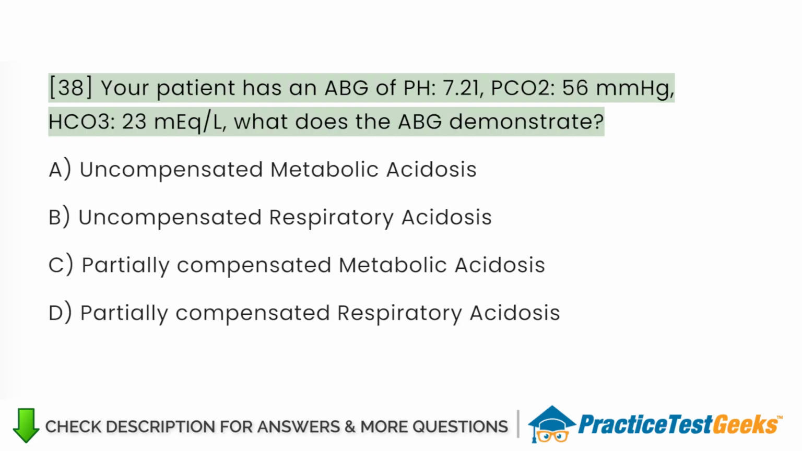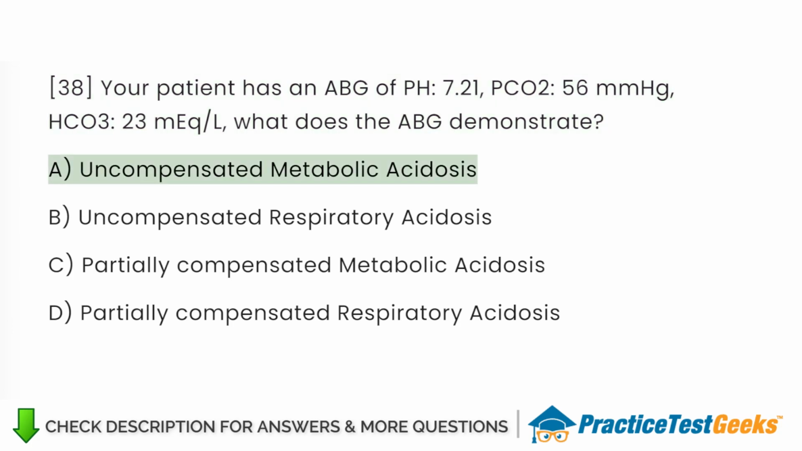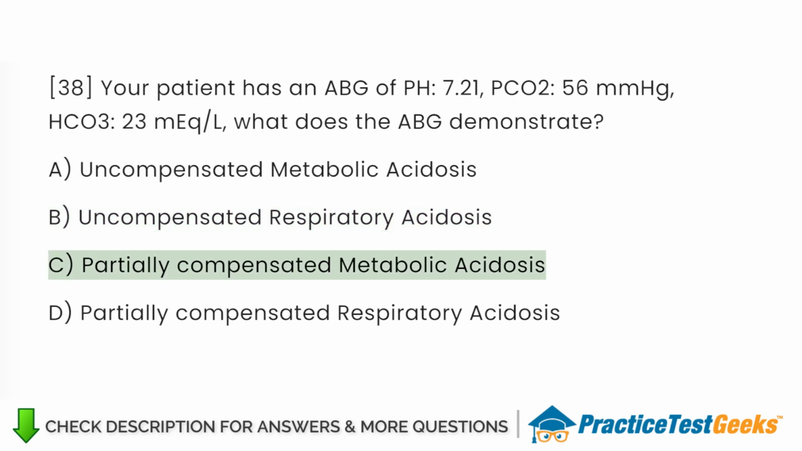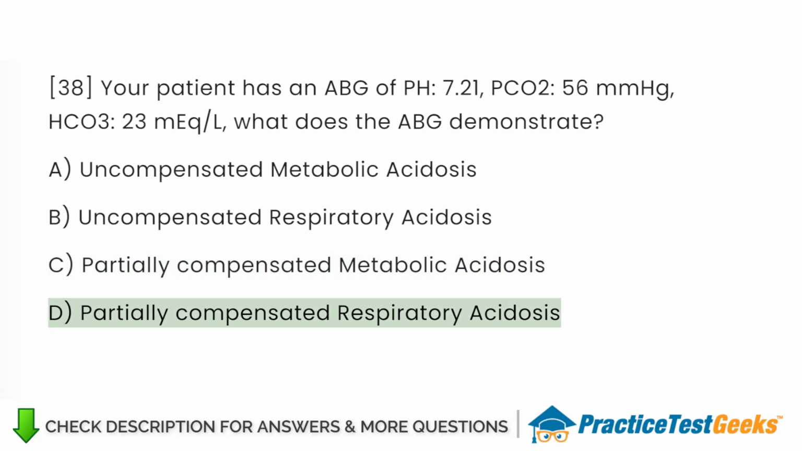Your patient has an ABG of pH 7.21, PCO2 56 mmHg, HCO3 23 mEq/L. What does the ABG demonstrate? A. Uncompensated metabolic acidosis. B. Uncompensated respiratory acidosis. C. Partially compensated metabolic acidosis. D. Partially compensated respiratory acidosis.